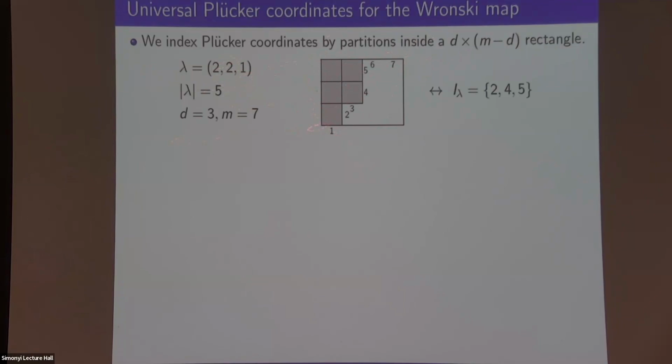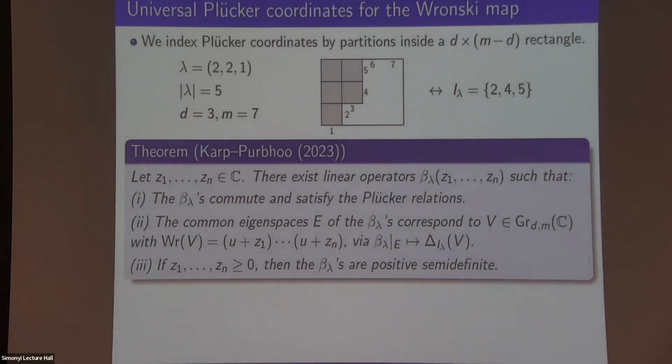Then what I do is trace this border from the bottom left to the top right, and I write down the numbers 1, 2, 3 up to M. Then I take the labels of the vertical steps, which here are 2, 4, and 5. This forms a D-element subset of the integers 1 through M, and this is a one-to-one correspondence. So the point is, I want to index my Plücker coordinates by partitions rather than by subsets, which is going to be very important for reasons we'll see shortly.